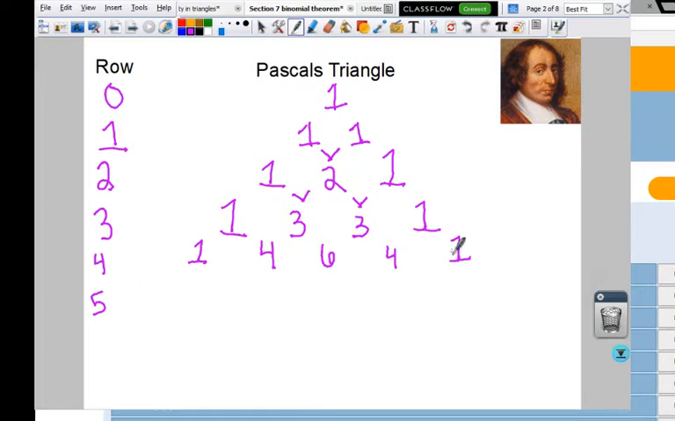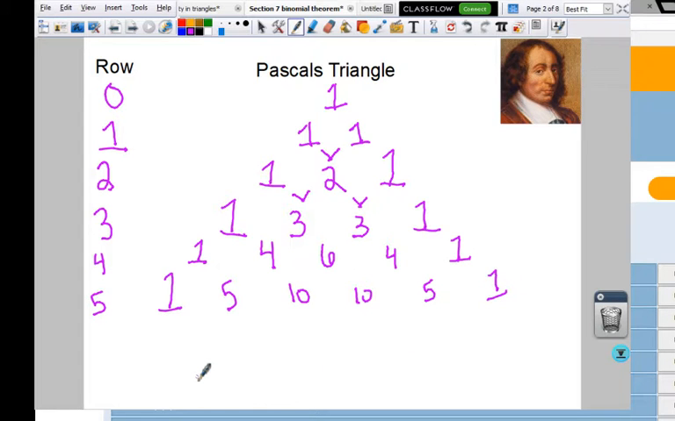Let's go. Okay, so row 5, start with 1. 1 plus 4 is 5. 4 plus 6 is 10. Another 6 plus 4 is 10. 5, 1, right? Not too bad.